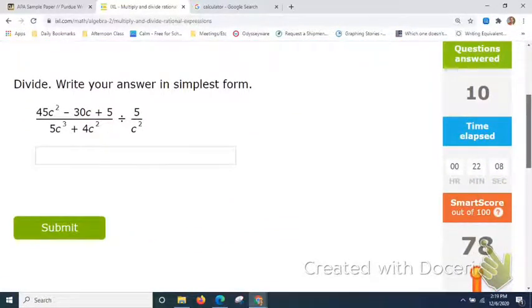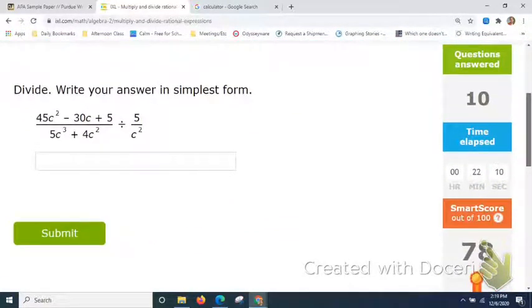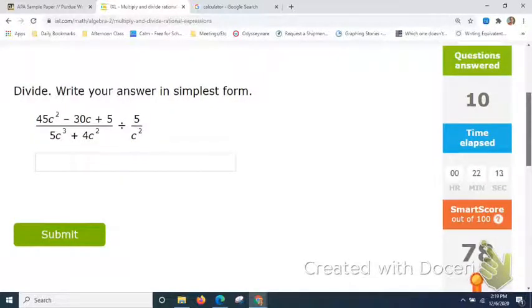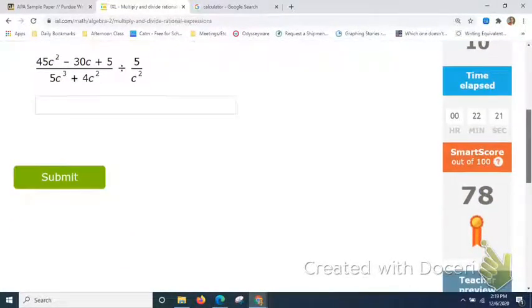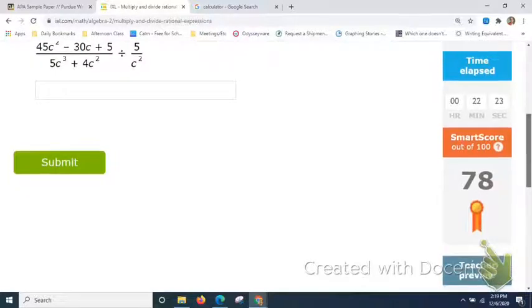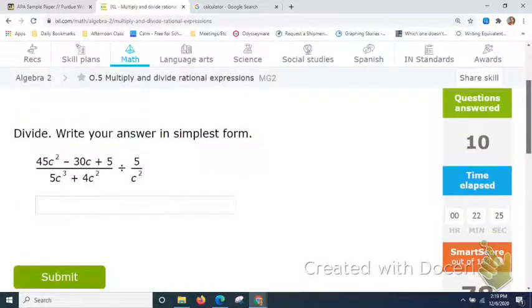And then if I looked ahead at this one, I actually see that I would want to do a GCF on the top before I factor the trinomial. So just know, all the kinds of factoring that we've done, any of those things could be a part of what you have to do.